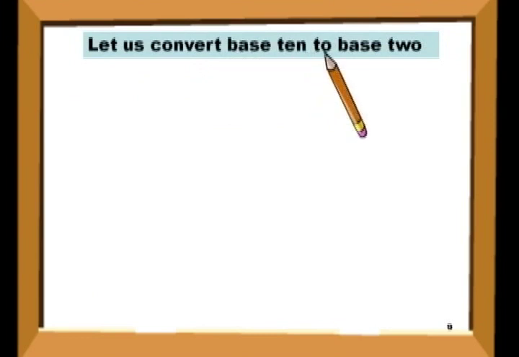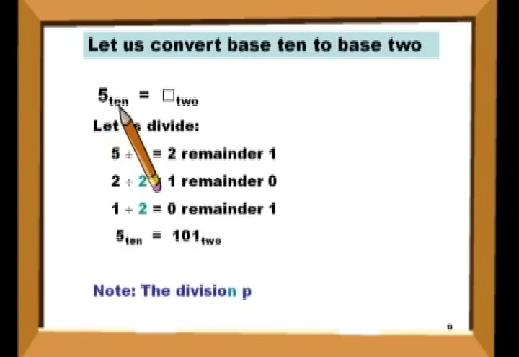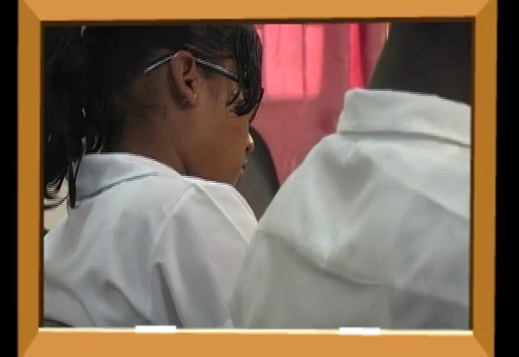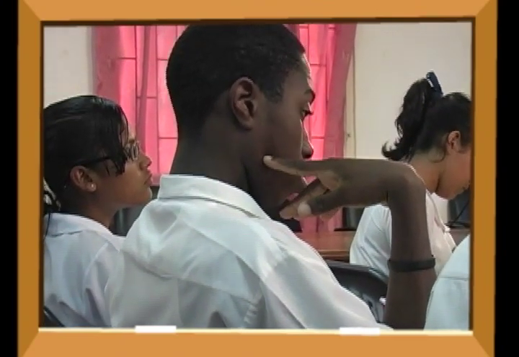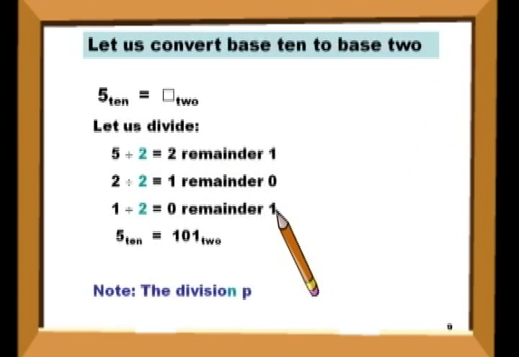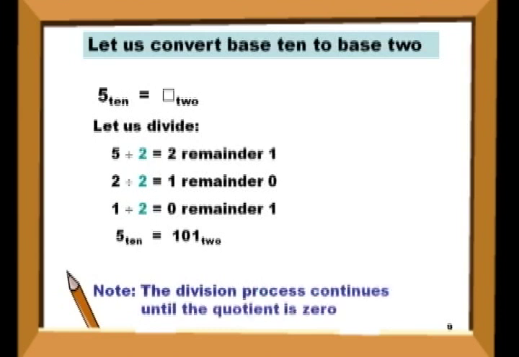Let us convert base 10 to base 2. 5 in the base 10 is equal to something in the base 2. We don't know. Now let us find out. Let us divide. 5 divided by 2 equals 2 with a remainder of 1. So we have to keep on dividing. 2 divided by 2 equals 1 with a remainder of 0. We go again. 1 divided by 2 equals 0 with a remainder of 1. Therefore, 5 to the base 10 is equal to 101 base 2. Now here's a little note. The division process continues until the quotient is 0.